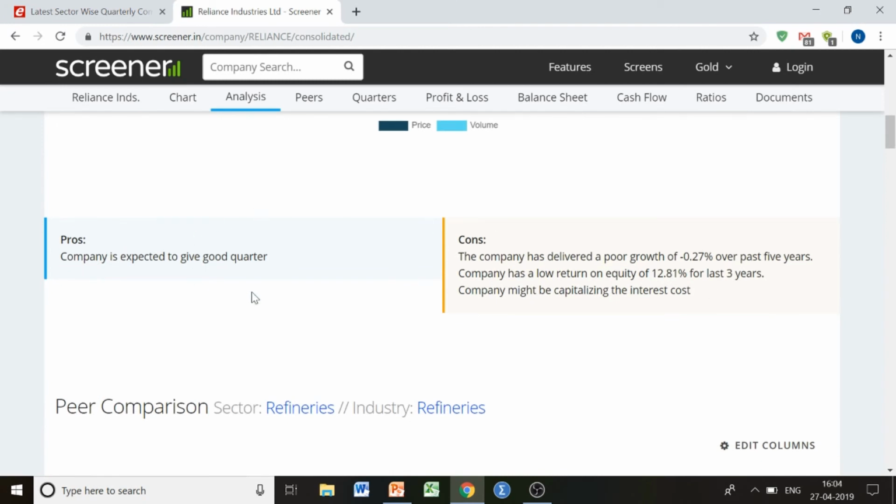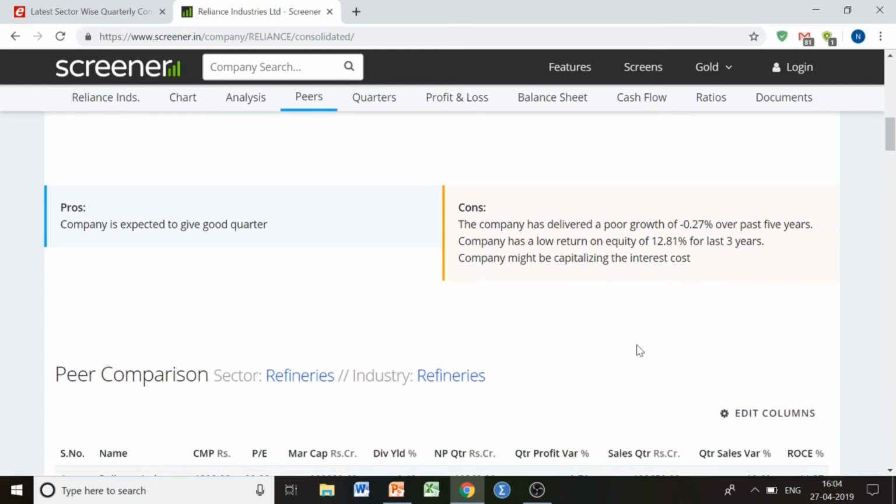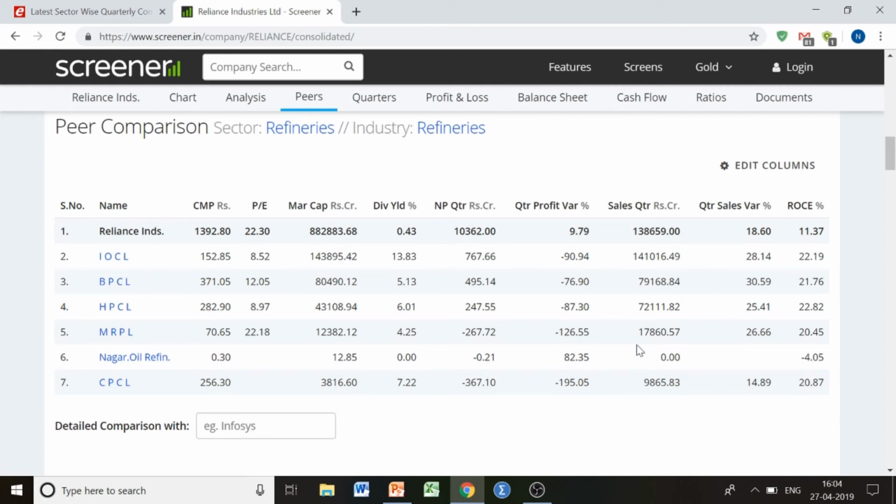And here it also presents you with pros and cons, the advantages and disadvantages of the company. In pros, we can see it is expected to give good quarter results. In cons, we can see the company has delivered a poor growth of minus 0.27% over the past 5 years. The company has a low return on equity. The company might be capitalizing the interest cost, but you can go into the detail of the financials of the company to see whether it's doing good or not. And still, if you feel it's doing very well, just rely on that and go invest in that stock, making your purchase price decided at a certain level so that you can invest for a certain period of time and you can hold on.